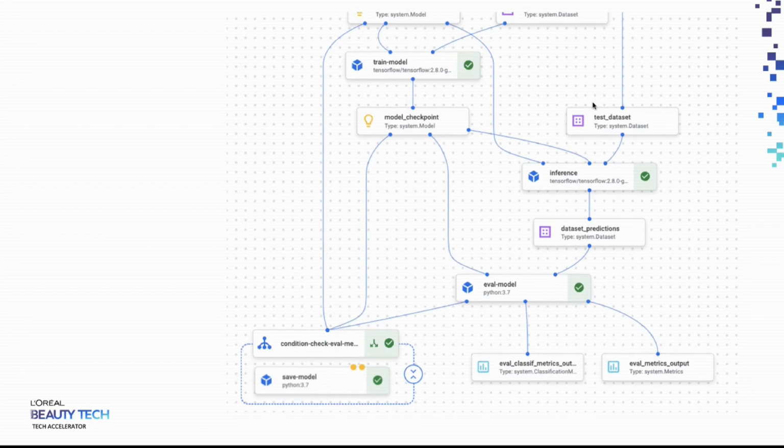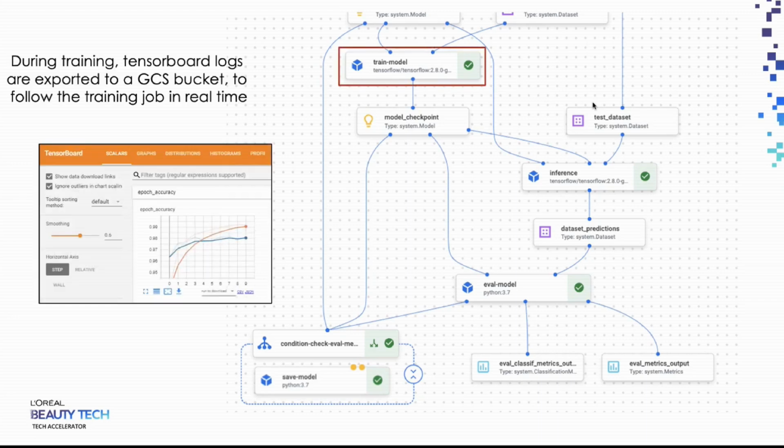Once you've got your trained model, you can again save the model, bring back the test data set that you split in the beginning, and do the inference. Once you get your predictions, you do the evaluation, you save your metrics, and you can save the model if it checks off, like the performance was good enough.